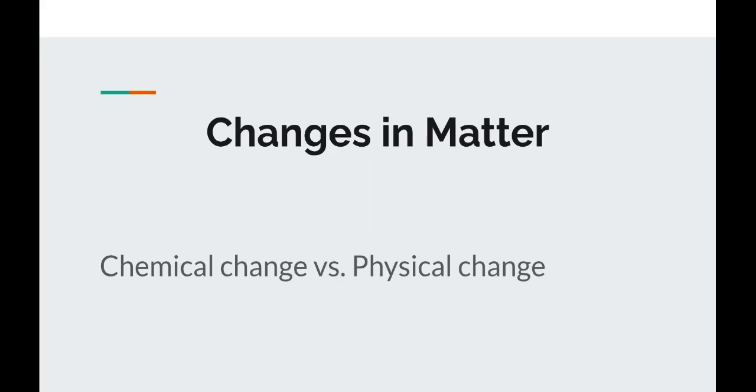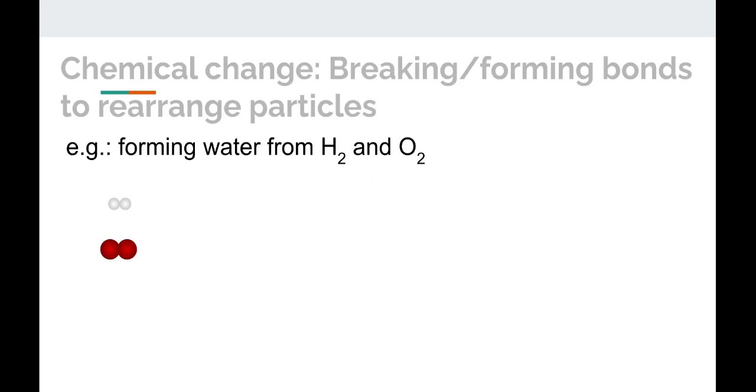In this video, which begins Unit 4 in AP Chemistry, we're going to talk about changes in matter. This whole unit is about the changes that occur in matter in detail later on, but we're just going to begin by talking about two basic categories, the coarsest sort you can make of changes in matter, by identifying and contrasting chemical change versus physical change. A chemical change is when bonds are broken and formed to rearrange particles.